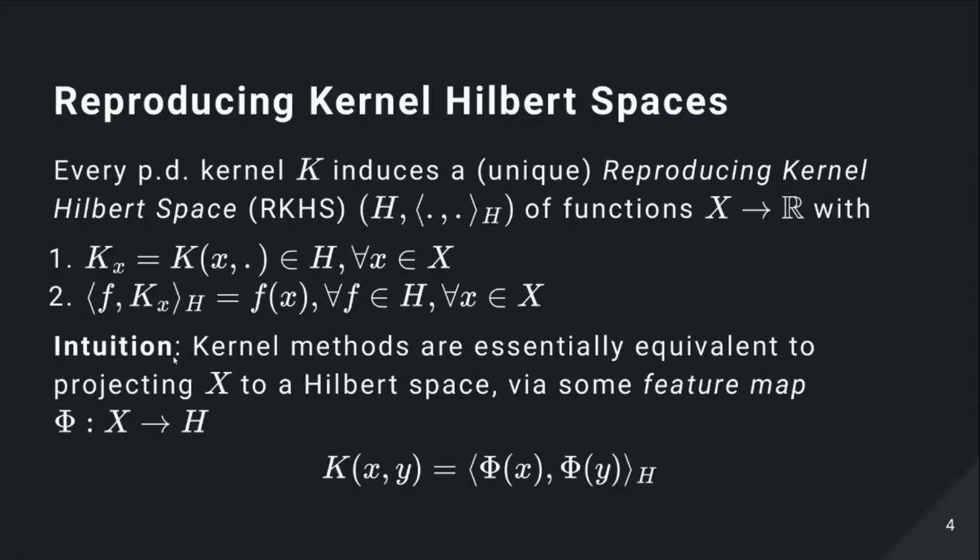But the intuition, especially useful for machine learning, is that kernel methods are essentially equivalent to taking your set X and projecting to some Hilbert space via some arbitrary feature map phi, which may or may not be nonlinear. X may be something arbitrary, maybe words or something with no structure at all, but I map it to a vector space, and automatically I get for free some Hilbert space and inner products between them.